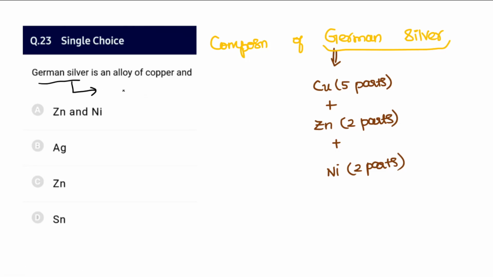Okay, so how to remember this alloy combination is, think of atomic number 28, atomic number 29, atomic number 30. So atomic number 28 is nickel, atomic number 29 is copper, atomic number 30 is zinc. So nickel, copper, zinc. Okay, so the copper exists in the highest part. The center one has a very high part. So therefore copper is 5 parts, zinc is 2 parts, nickel is also 2 parts. Equally it is given. So therefore German silver is an alloy of zinc as well as nickel, along with copper.